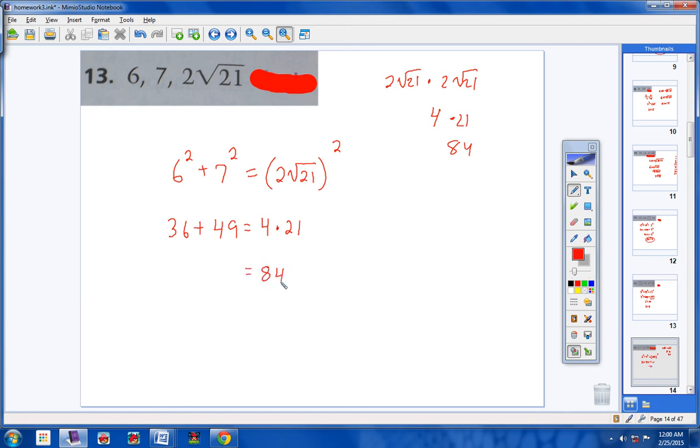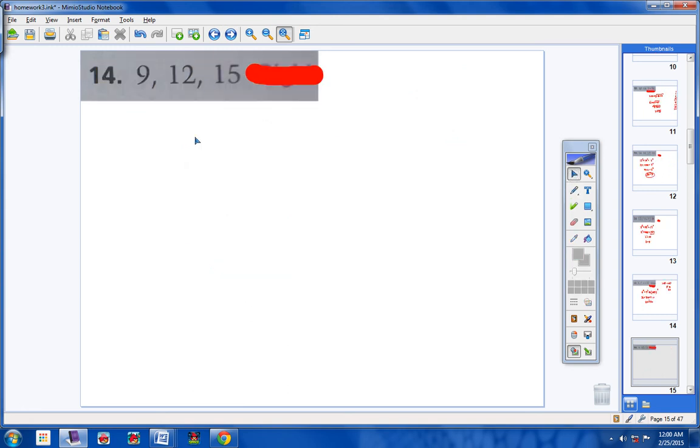And over here we have 85. Okay, so I'm not sure why I put an equal sign. I should have left that blank. Okay, 85 is greater than 84. Now remember, when the sum of the square of the two smaller sides is greater than the square of the longer side, you have an acute triangle. Okay, acute triangle. All right, number 14.